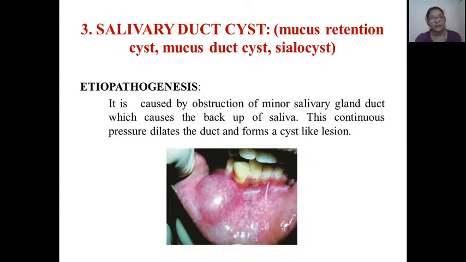The third cyst is the salivary duct cyst, which is also known as mucus retention cyst, mucus duct cyst or sialocyst. The etiopathogenesis is that it is caused by the obstruction of the minor salivary gland duct, which causes the backup of saliva. This continuous pressure dilates the duct and forms a cyst-like lesion.